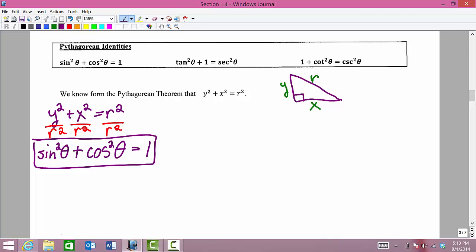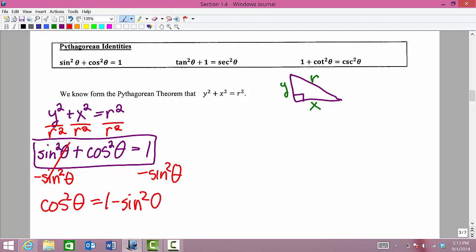We also want to be familiar with any form of this. Treating this once again as an equation, I should be able to take sine squared and subtract it from both sides. If I do that, we will end up with cosine squared theta equals 1 minus sine squared theta. And this would be an equivalent form of that identity.